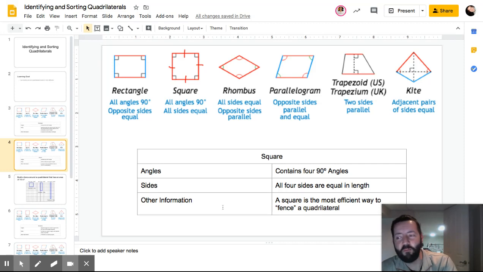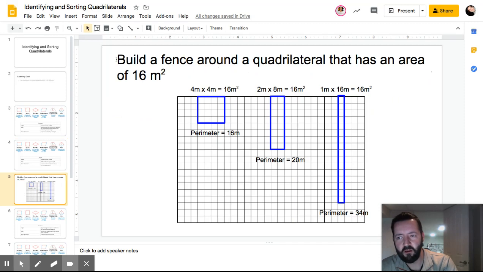If you have no idea what that means, let me just explain that to you on another slide here. So let's pretend that you just got a dog and you did some research before buying your dog and found out that this dog needs 16 square meters of space to run around in because it's a high energy dog. And so you've got multiple options for building a quadrilateral that has an area of 16 meters squared. Option 1 here is to build a square that's 4 meters by 4 meters. And yes, if you count it up, there are 16 square meters inside of my little blue square here.